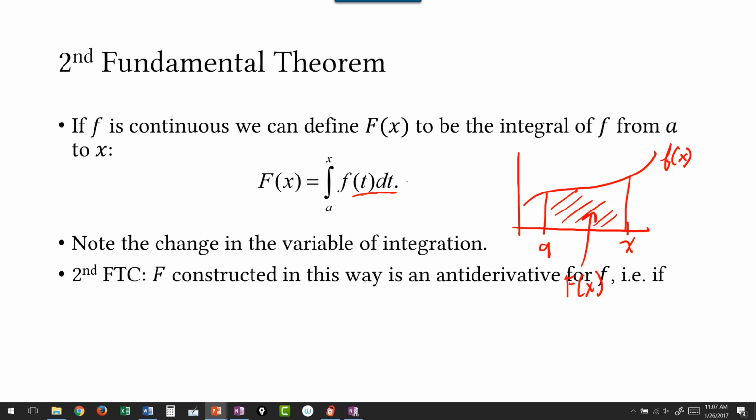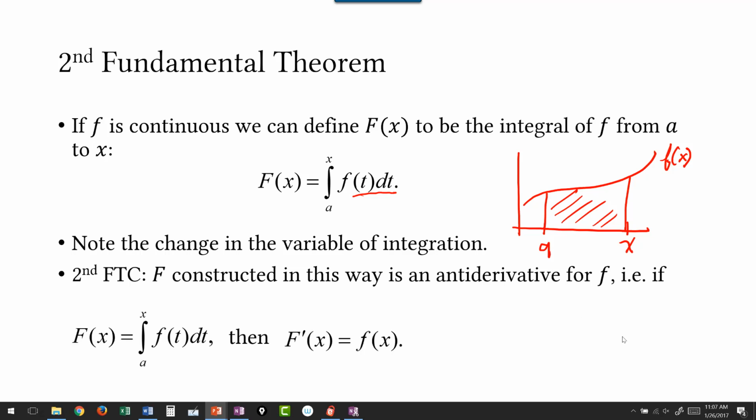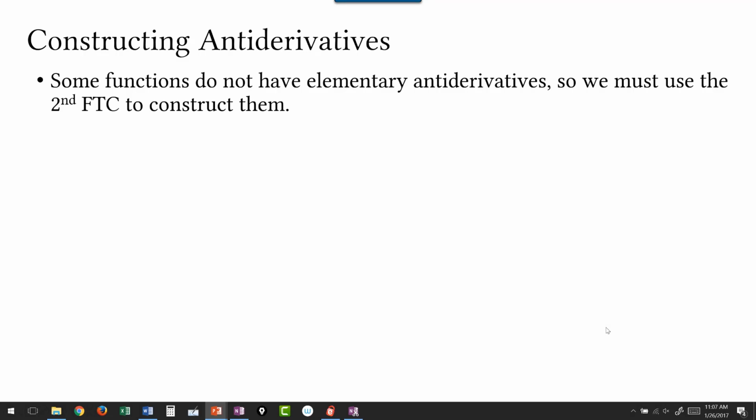And now the second fundamental theorem of calculus reports the news that if we construct F in that way, what we have done is make an antiderivative for little f. In other words, capital F prime, in fact, will be little f of x. So when we don't have an elementary antiderivative, one that's based on some known formula, then the second fundamental theorem is what we need to construct an antiderivative.